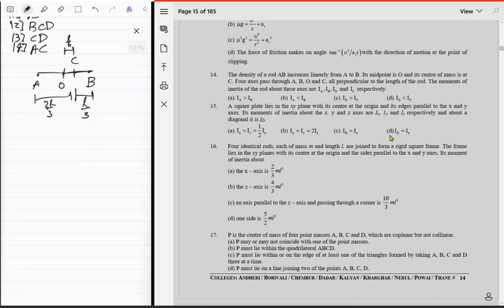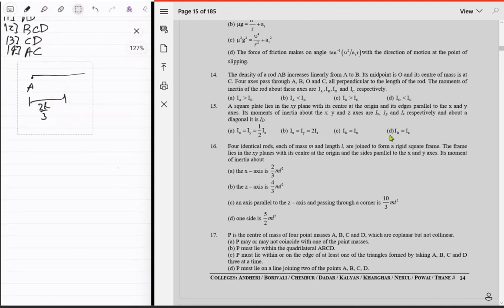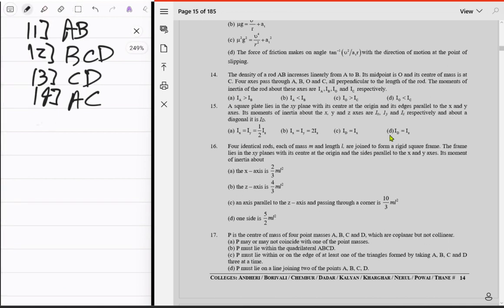Okay, next question, 15. A square plate lies in the xy plane at the center at the origin and edges parallel to the x and y axis. Square plate in the xy plane, centered at origin, edges parallel to the x and y axis. Okay, cool. Its moment of inertia about the x, y, and z axis are Ix. Okay. And about a diagonal it is Id. Okay. So about a diagonal we want.